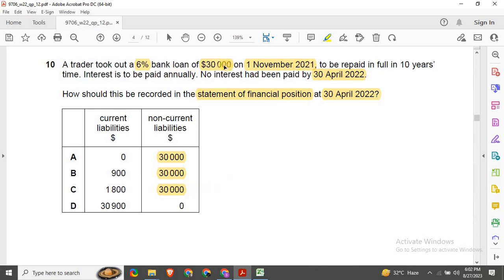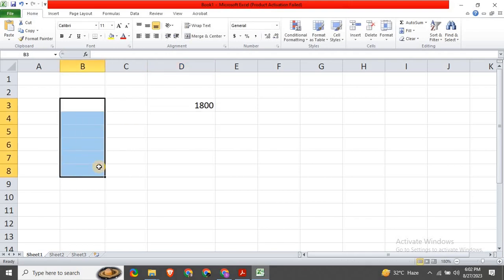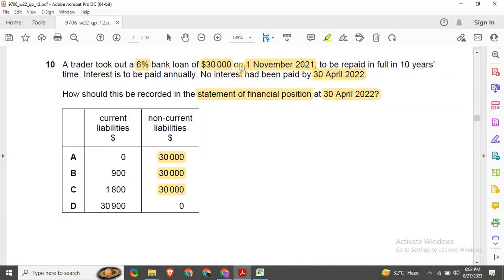Then we need to calculate what is the interest on 30,000. 6% of 30,000 is 1,800. Now this 1,800 is for the entire year. In this case, the loan was taken on 1st November and we are calculating it till 30th April. So from November to April, it is 6 months. So it is 900, half of that. So correct option is option B.